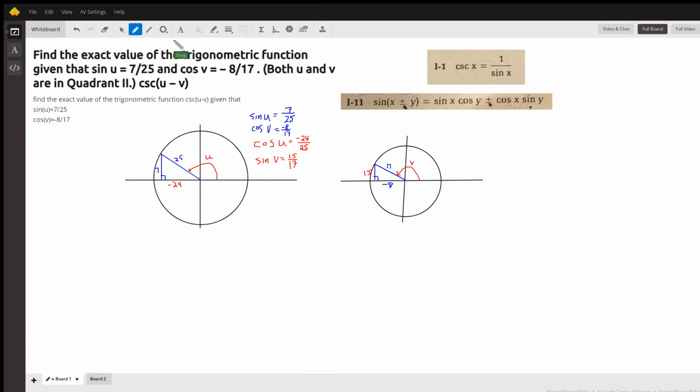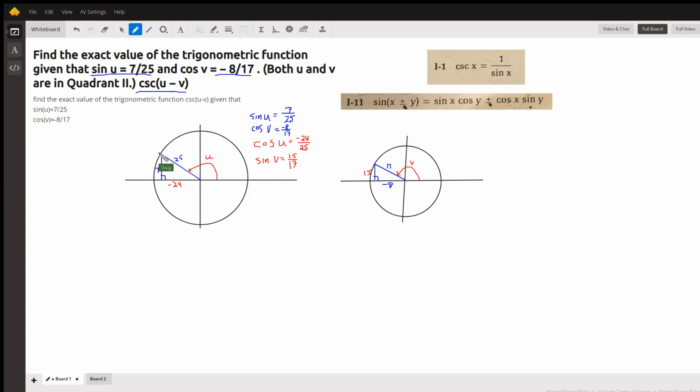Okay, we're given that the sine of angle U is 7/25, and the cosine of V is -8/17. Both U and V are in quadrant 2. Find the exact value for the cosecant of U minus V.